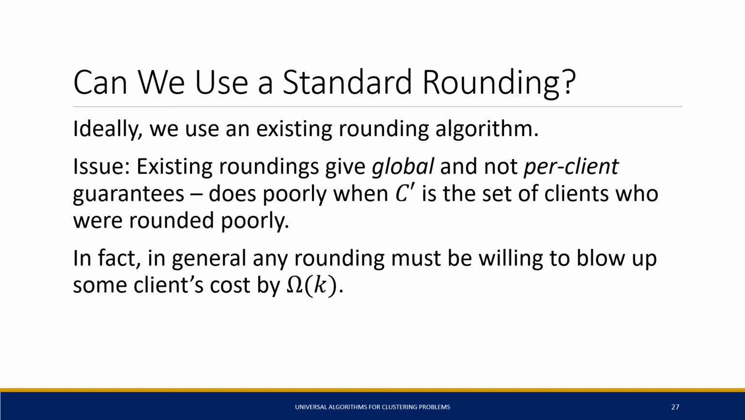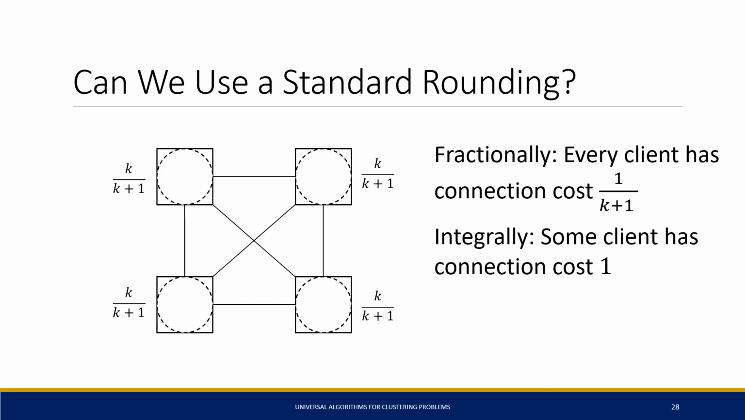In general, for K-median, any rounding has to blow up some client's cost by on the order of K in the worst case. And just to give you an example that demonstrates this is true, again, consider this 4 facility, 4 client instance on a uniform metric. So every client is distance 0 from the facility at the same point, and then distance 1 from the 3 clients not at the same point. And I'm discussing a 4 facility, 4 client instance here, but you should really think of this as K plus 1 clients and K plus 1 facilities.